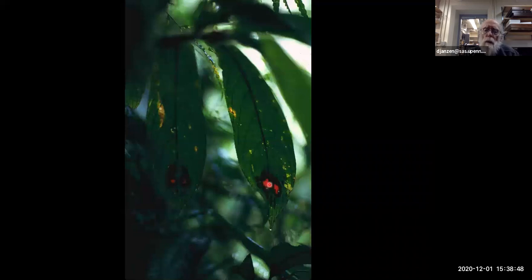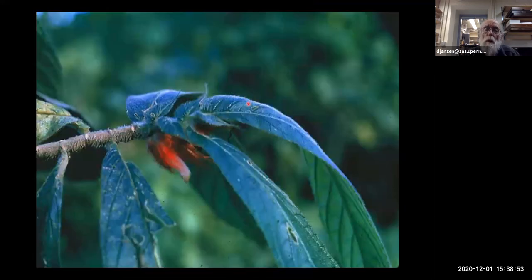These are flags that say that under this leaf, there's a red tubular flower. Now, why is it underneath? Whereas the red spots are out here on the tip of the leaf, because it rains all the time in this forest. So this is a way of protecting the flowers from the rain. You hide them underneath the umbrella, but you put a flag outside that says it's there.